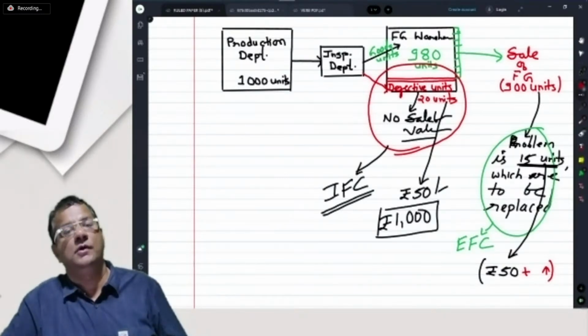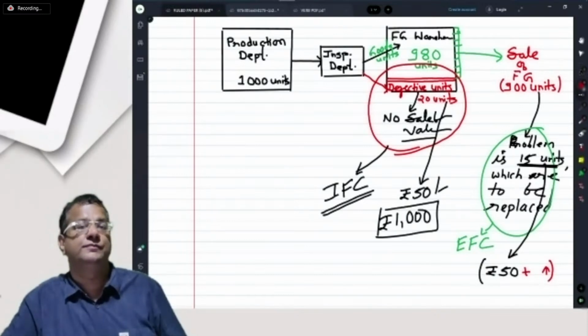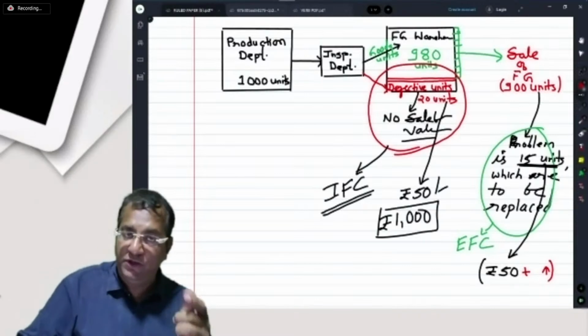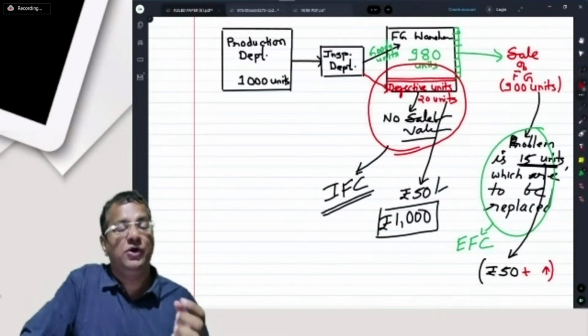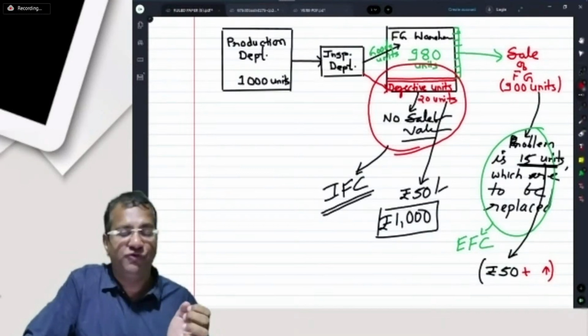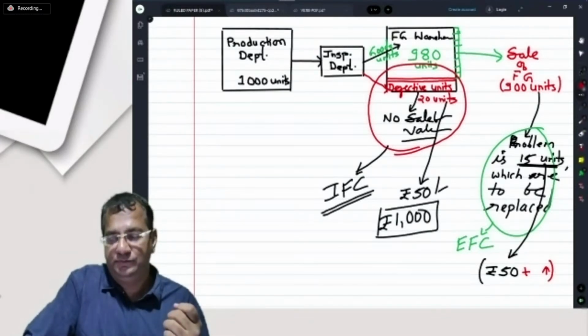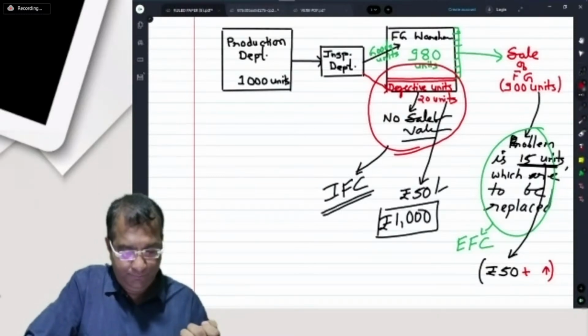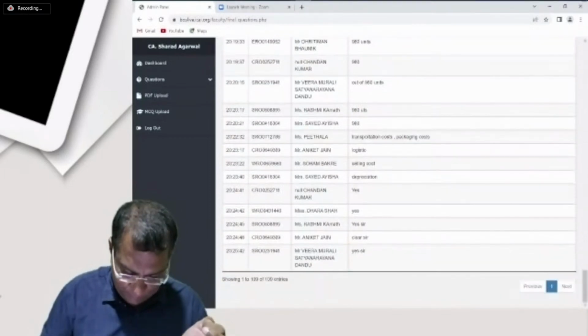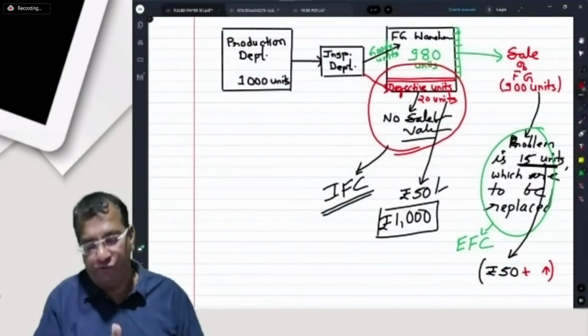Second point: 5% of units delivered to customer. Mind the words, beta. In the first point, I have given you the word invoiced. In the second point, I have used the word delivered. 5% of the goods delivered to customer are returned as defectives, which are to be replaced free of cost.